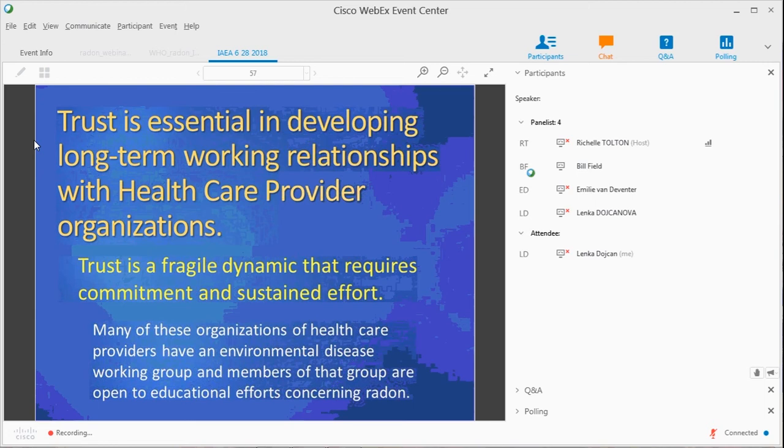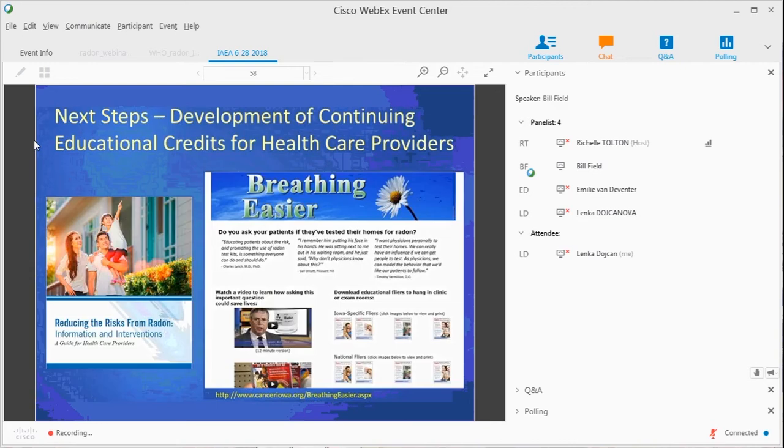So the next steps are the development of continuing education credits for healthcare providers that will be available nationwide. We hope to have continuing medical education for physicians and continuing nursing education credits. That's really what we're working on next, trying to get the word out through different types of publications and working with different organizations, as I mentioned. And if anyone has experience in their countries trying to get the message out or working with healthcare providers, I'd really appreciate it if you email me, and I'd be happy to share that information with others on the webinar.